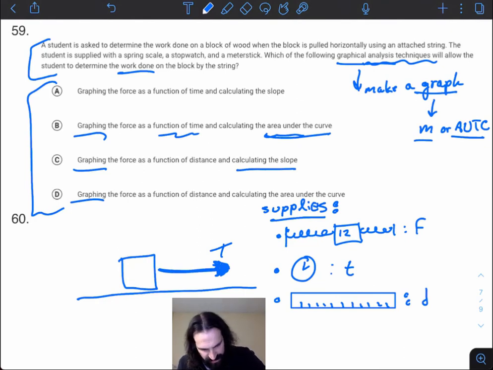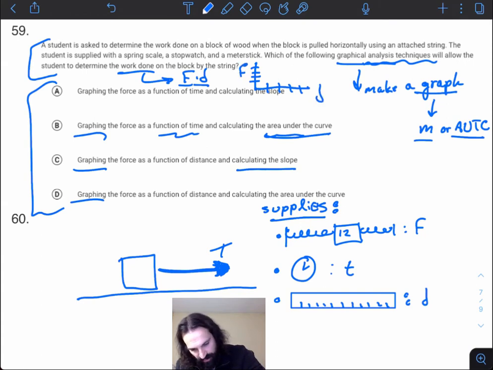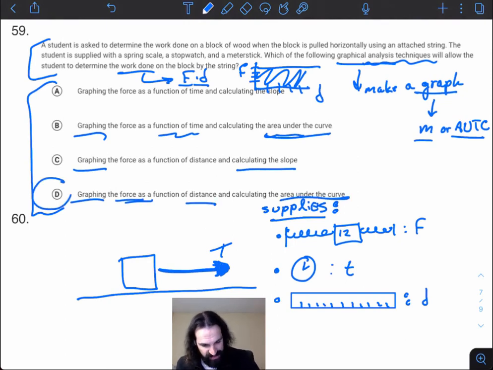Well, the work done by the string is equal to F times d. That's a product, which means our graph is going to have to be a product. So you're going to have to graph force and displacement. We're going to graph the force as a function of displacement, and we're going to multiply them to get area under the curve. So force as a function of distance, calculate area under the curve. That tells me it should be D.